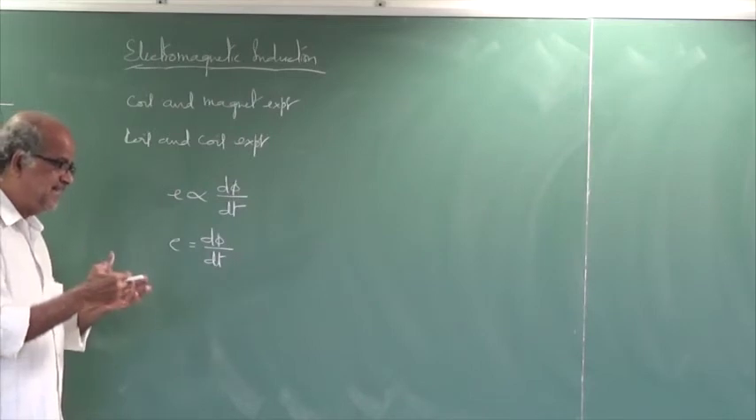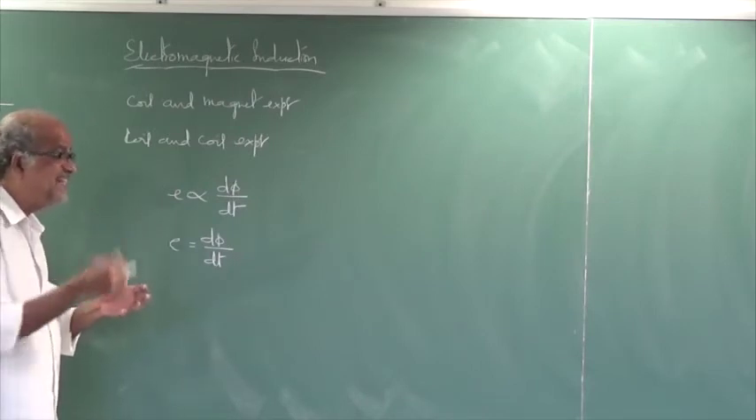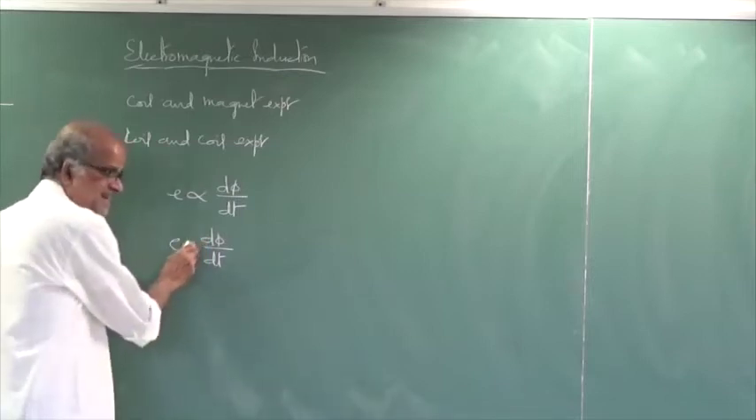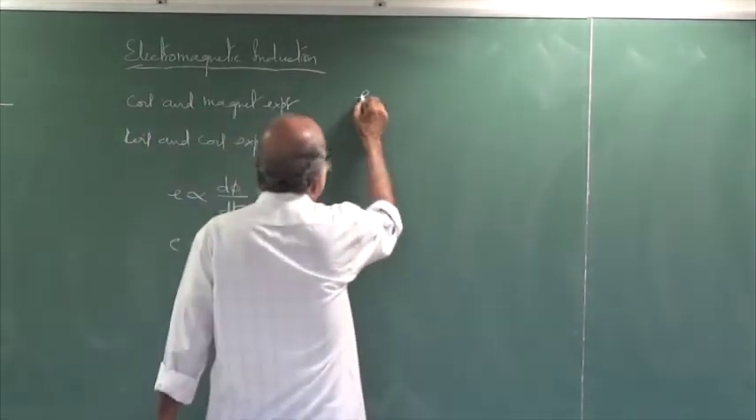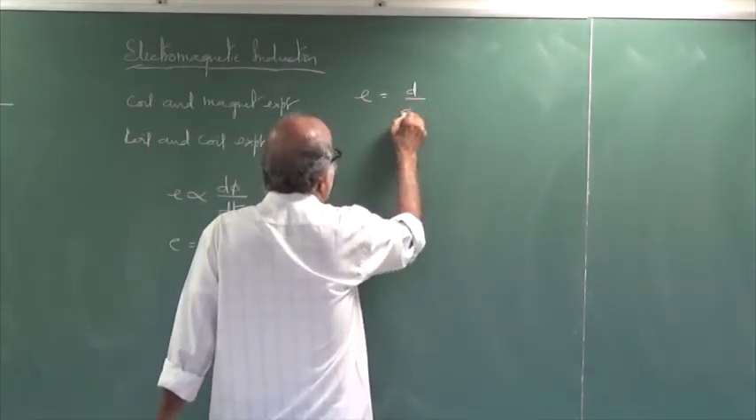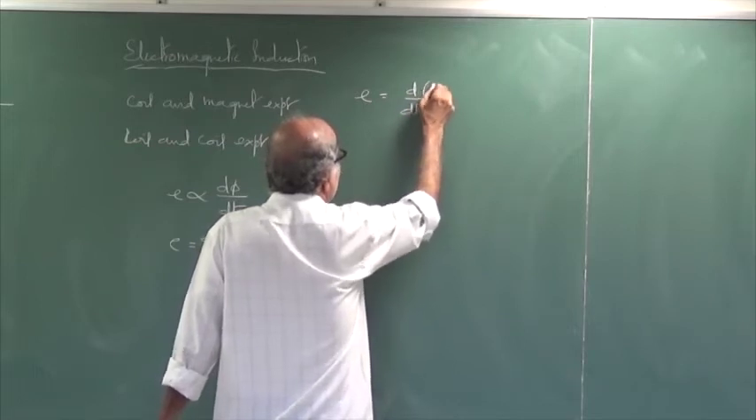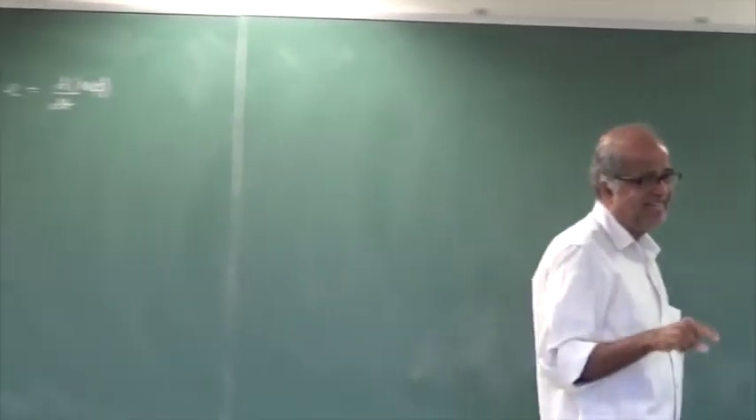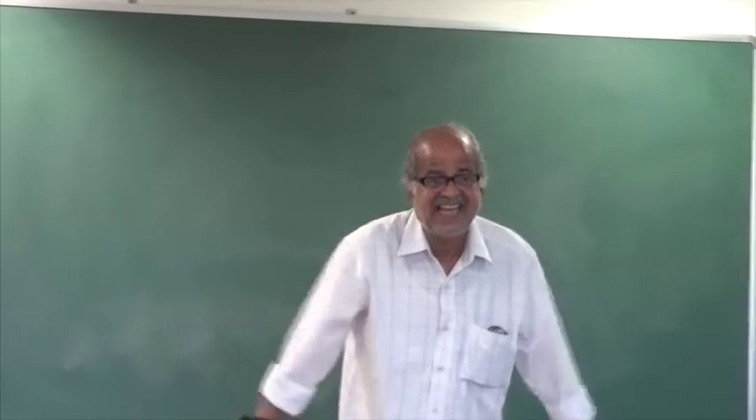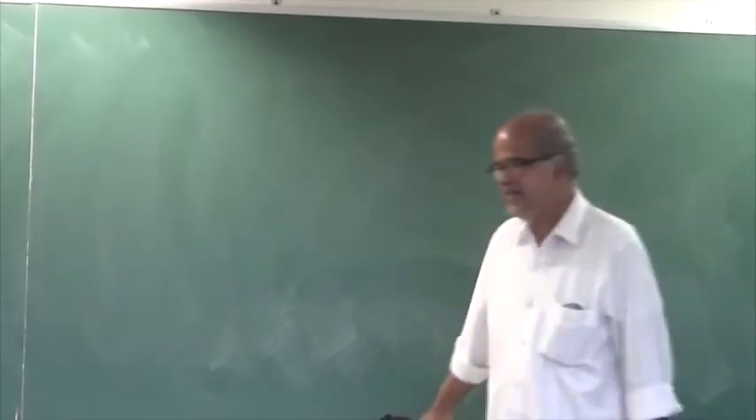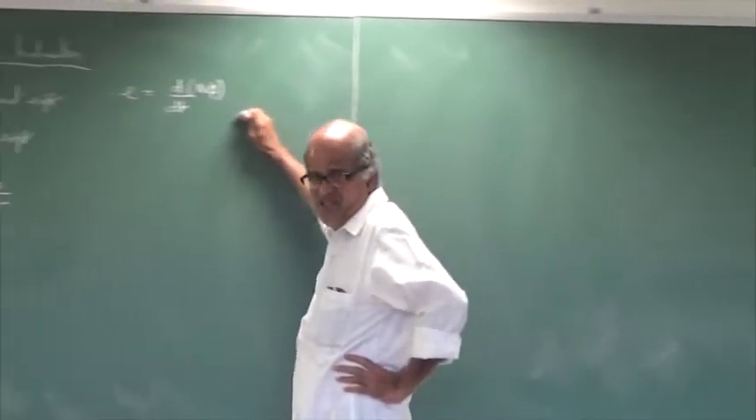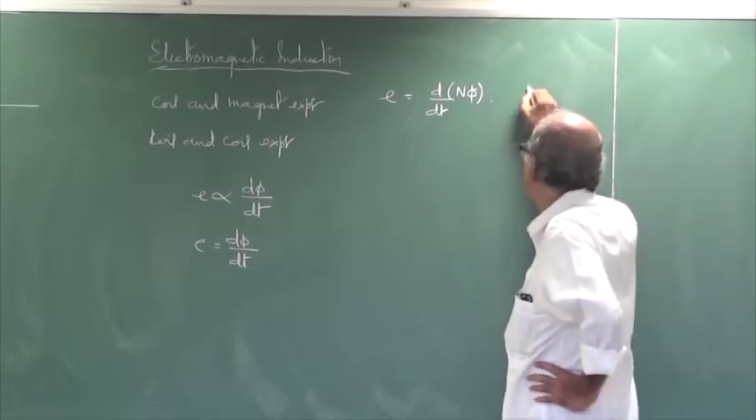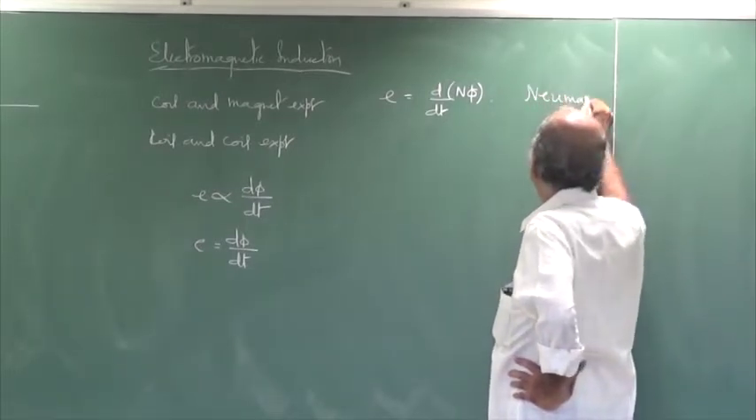Now, suppose the conductor is in the form of a coil having N turns. With every turn, this much of flux is linked. With the N turns, you can expect N into this much, so that the induced EMF can be written as E equal to d by dt of Nφ. That Nφ is what we call flux linkage. Nφ is called flux linkage. This relation is what we call the flux rule. It is also called Neumann's law.